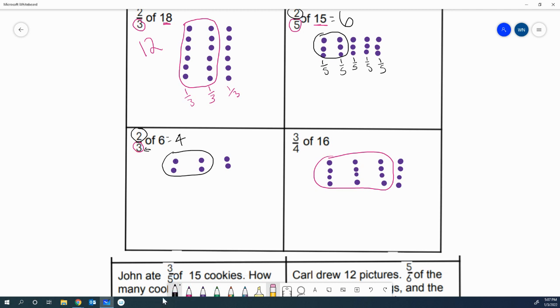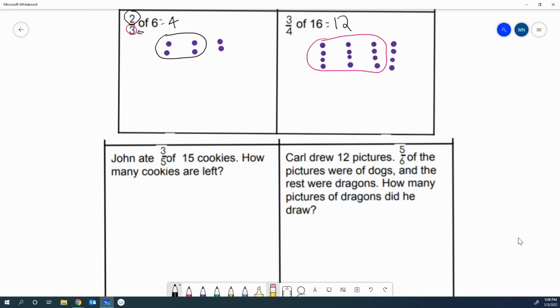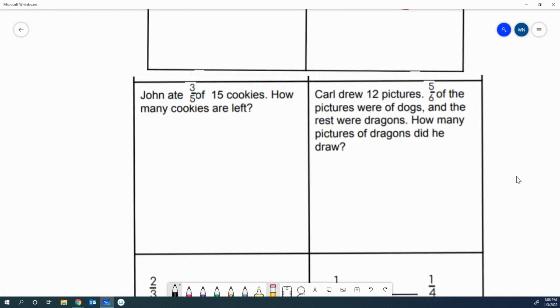Now, if we count up those numbers, we've got 1, 2, 3, 4, 5, 6, 7, 8, 9, 10, 11, 12. That tells me that 3/4 of 16 equals 12. Looking good, looking good. Let's dive into a word problem. Let's do this first one together, and I'll let you do the challenging one on your own.